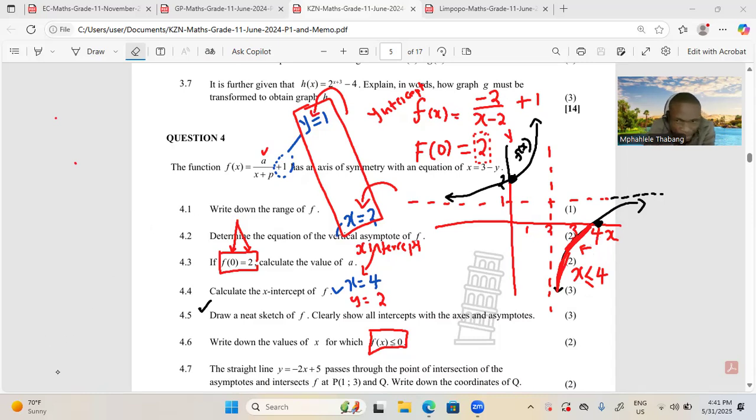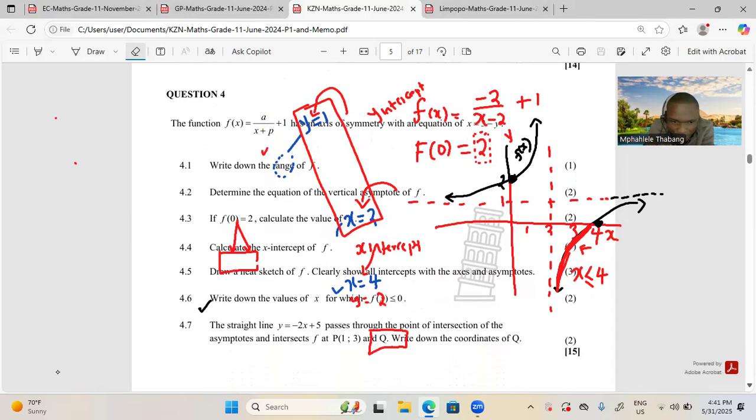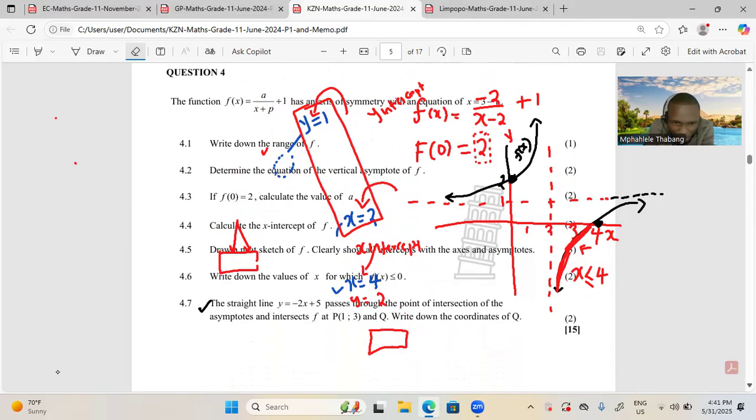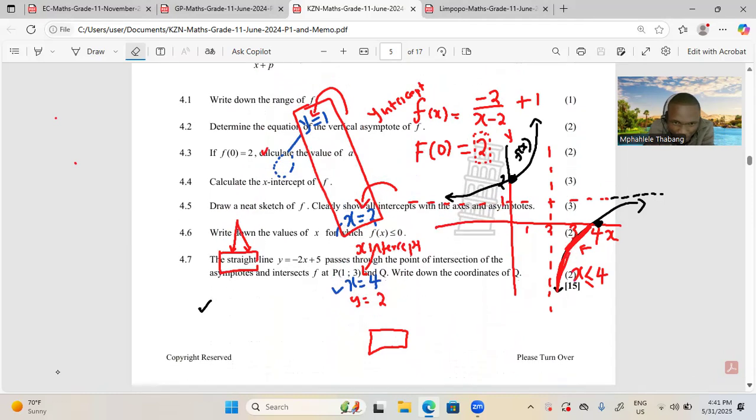So let me hear the last question, 4.7. They are saying a straight line y equals negative 2x plus 5. Let me erase these other things.